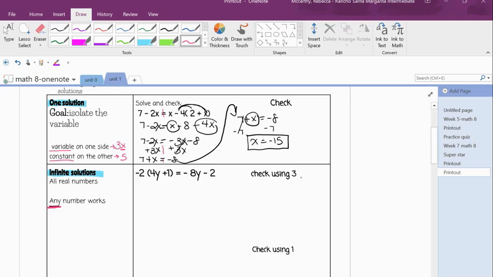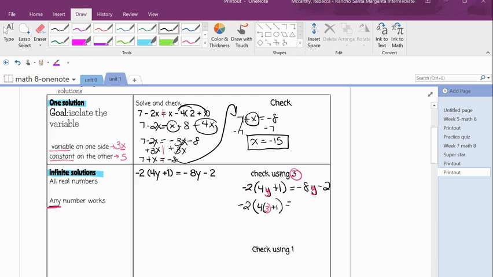Well, let's test 3. Does 3 work for this equation? I'm going to write negative 2 times 4y plus 1 equals negative 8y minus 2. I'm going to substitute 3 every time I see a y, and see if 3 is an answer. I'm going to focus on one side first. I have a negative 2 times 4, and there's my y, replaced with the 3, plus 1, all in parentheses.